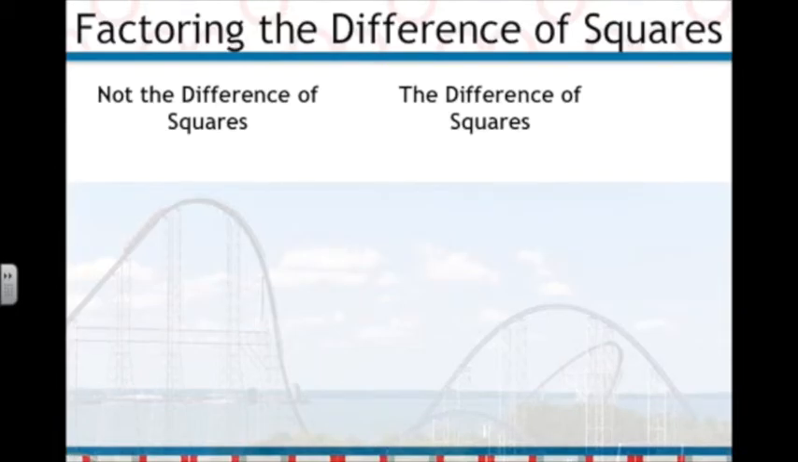Let's start by looking at x squared plus 9. We have two terms, but they are being added, so this is not the difference of squares. If we had the binomial x squared minus 9, however, it would be the difference of squares, so we could factor it into conjugates. But how do we do this?